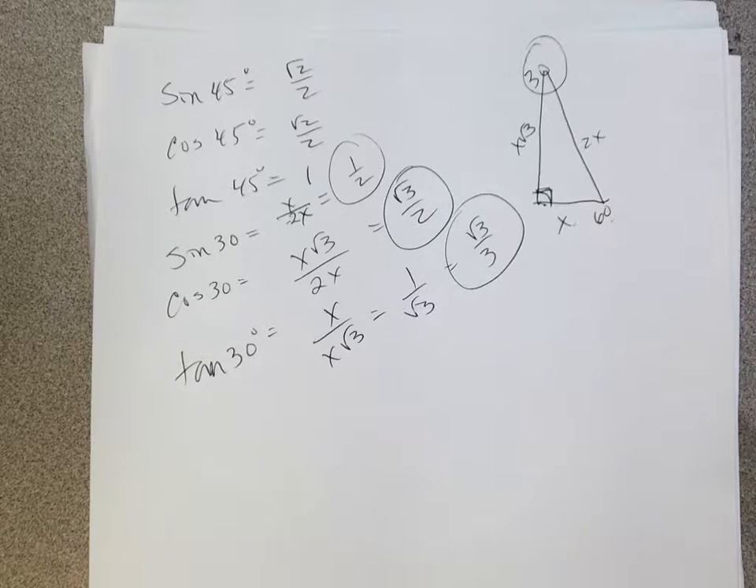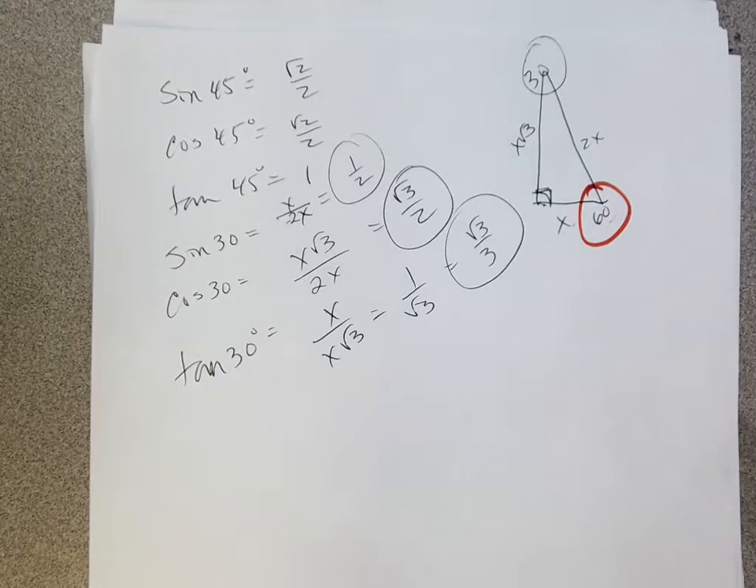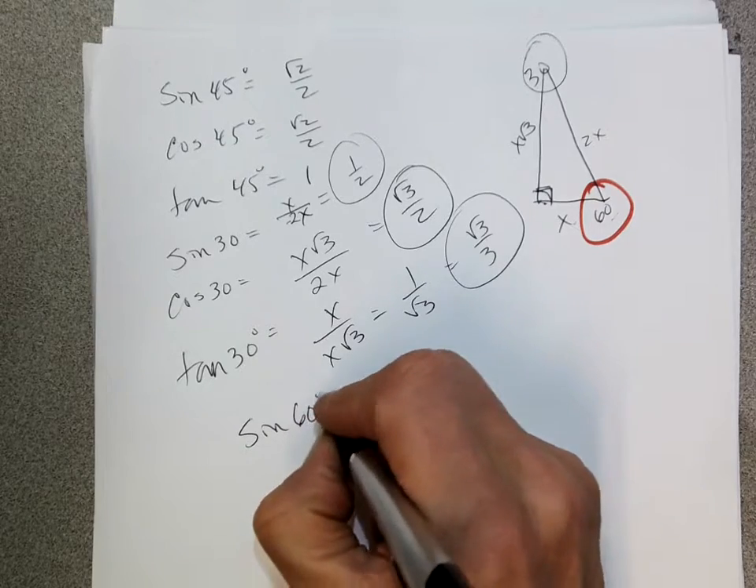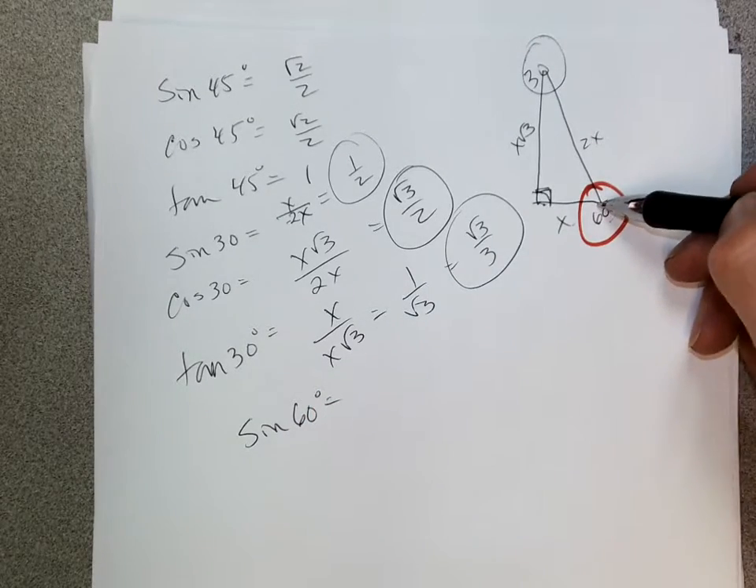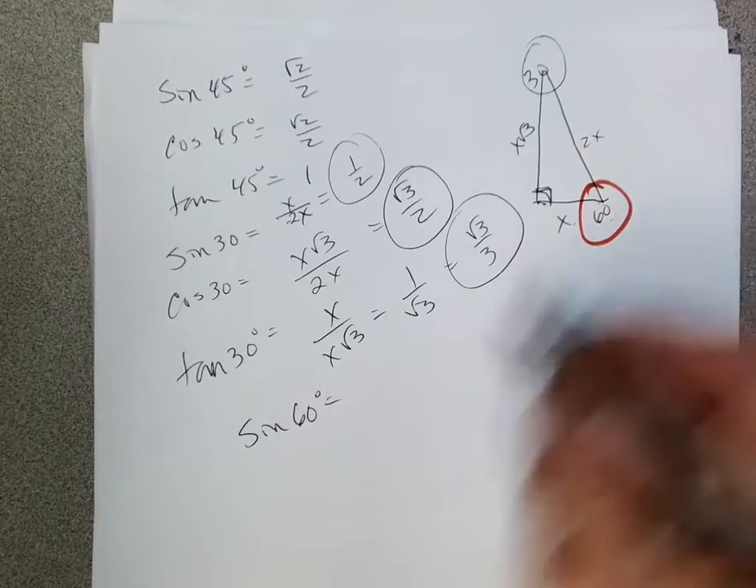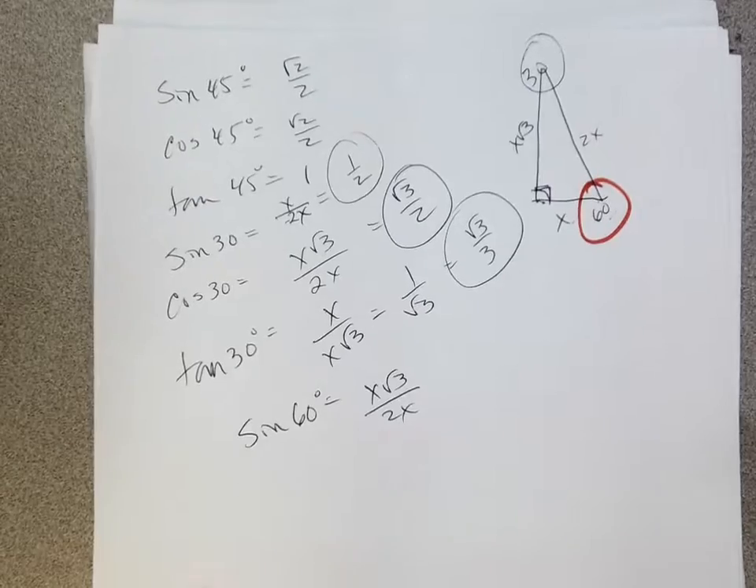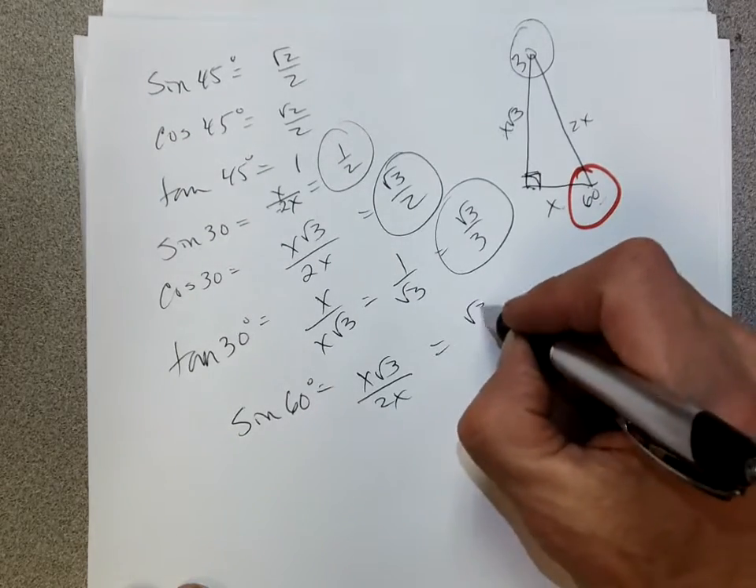Let's do the other angle. This time, let's pick the 60, okay? So if I pick the 60, then this side's my opposite, right? If I pick the 60, that's my adjacent, right? So my answers are going to be very similar, but let's check it out. Okay, what's the sine of 60 degrees? Sine is opposite over hypotenuse, right? X square root of 3 over 2x. If I cancel my x's, what do I get? Square root of 3 over 2.